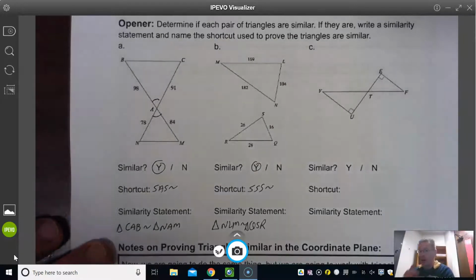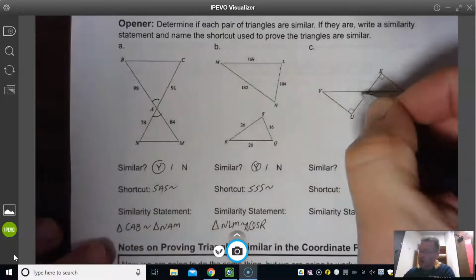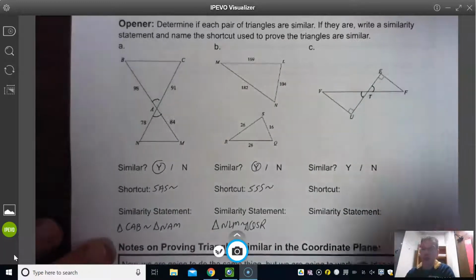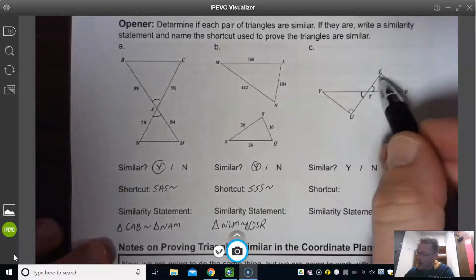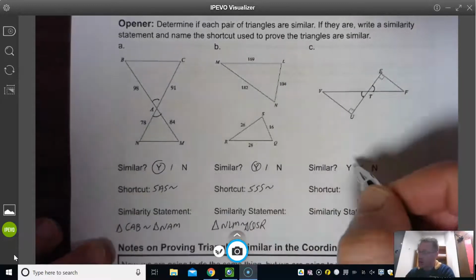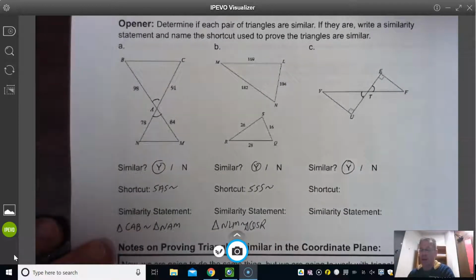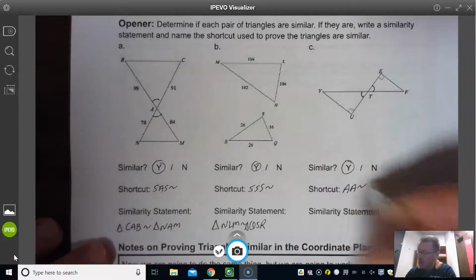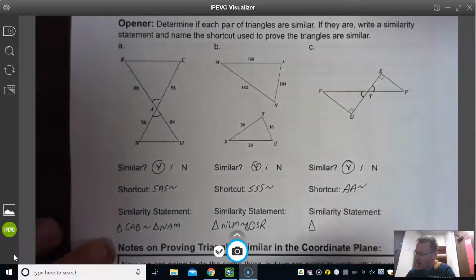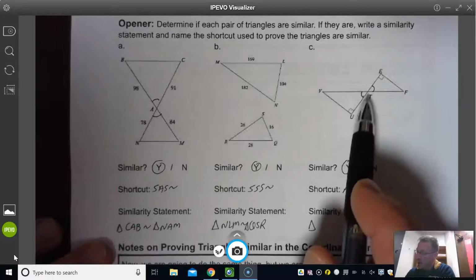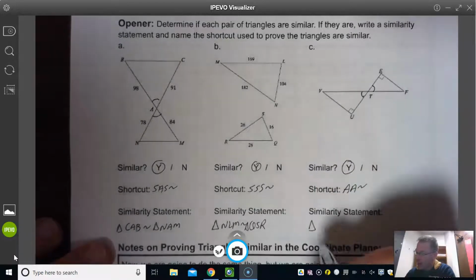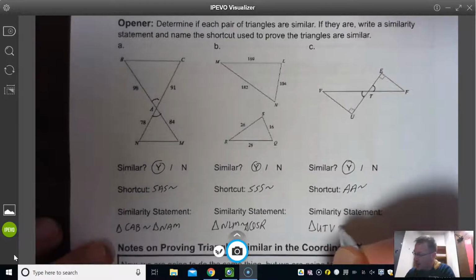All right, now let's look at part C. Once again, notice we have no side information, so the only possible shortcut we can use is angle, angle. We get a pair of vertical angles here and here. We have two right angles, and we know that all right angles are congruent. So we do, in fact, know that these triangles are going to be similar, and it is by angle, angle. Then once again, I'm going to look at my triangle similarity statement. I'm going to go right angle, vertical angle, and then the other angle. So that would be triangle UTV is similar to triangle.